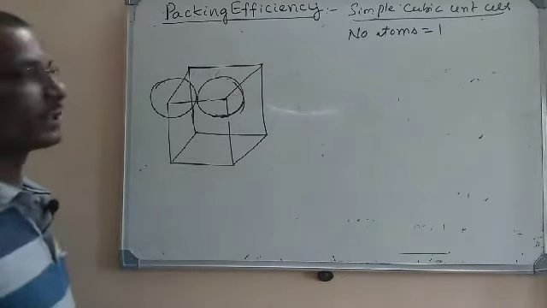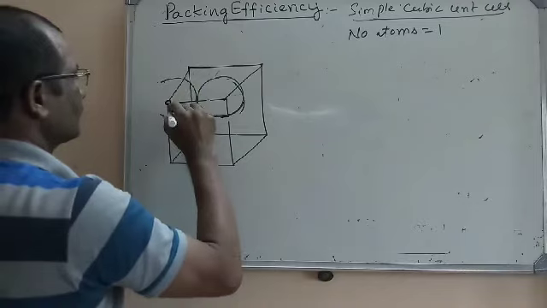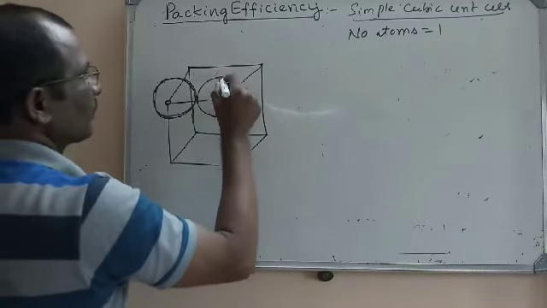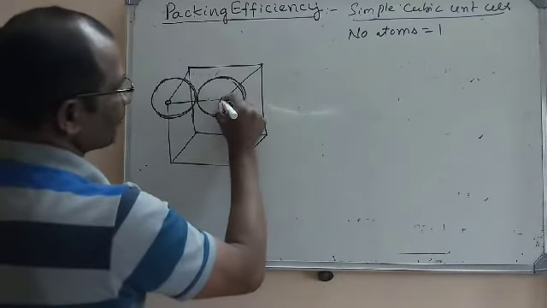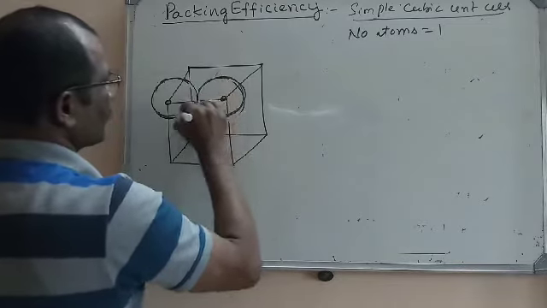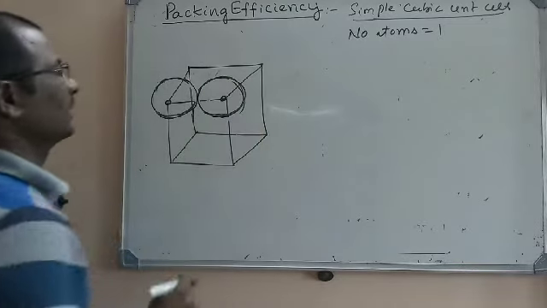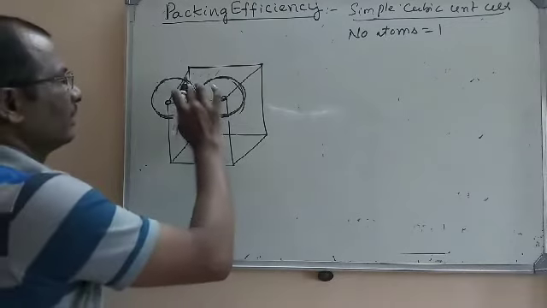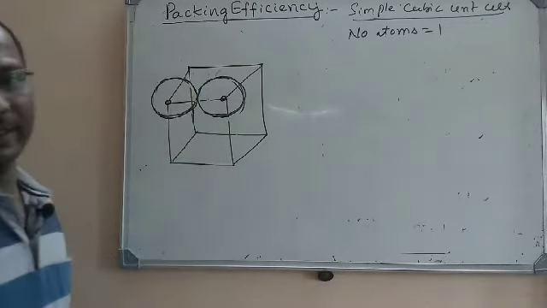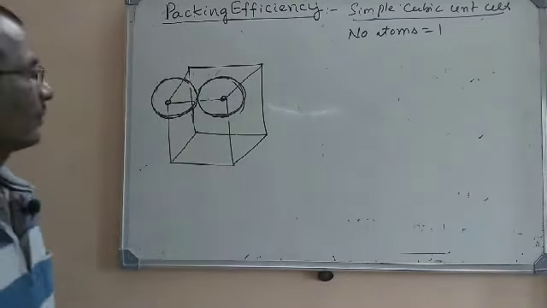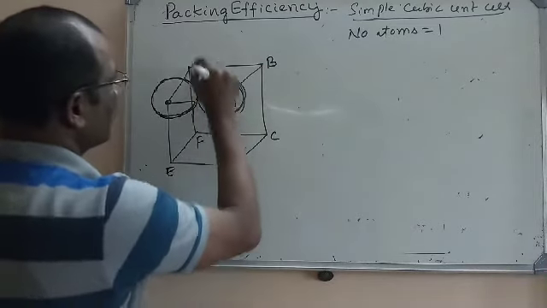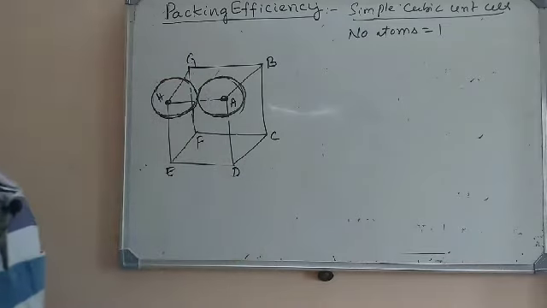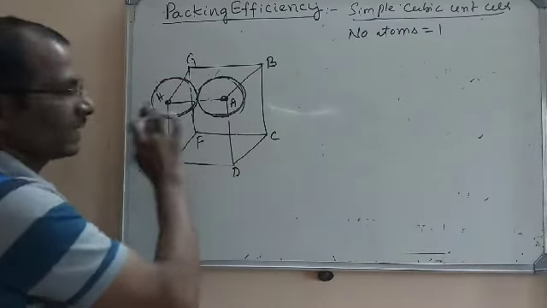This is a simple cubic unit cell. This is one atom at one corner. This is the other atom at the other corner. We have taken only 2 spheres here. So this is at the one corner and this is at the other corner. For example, this is A, this is B, C, D, E, F, G, H. We have taken 2 atoms at 2 corners, A and H here.